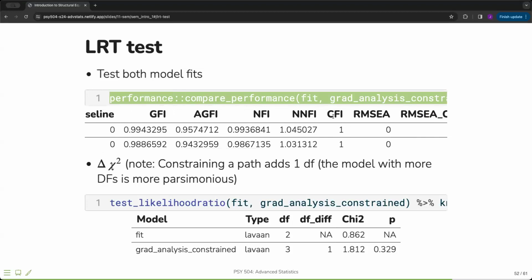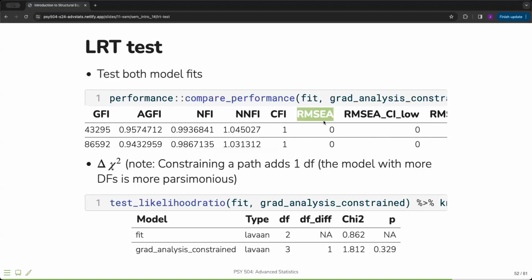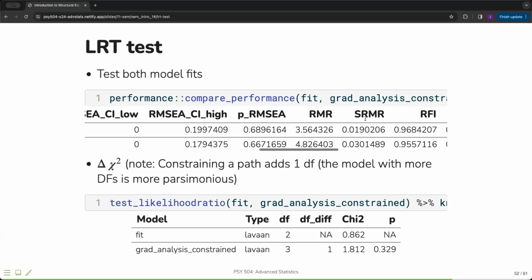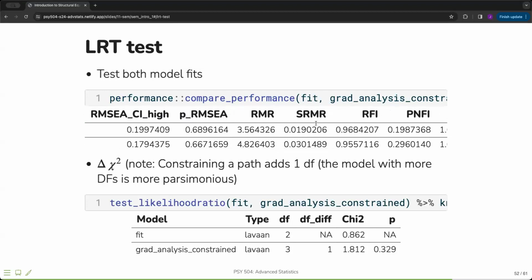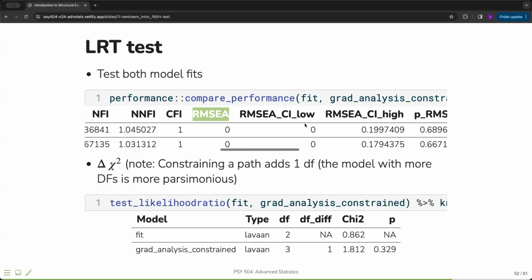We can look at the CFI statistic here. They're both 1, so that's good. The RMSEA is 0, that's good. The SRMR is less than 0.08, and that's the same for both of them. So both models fit the data pretty well.